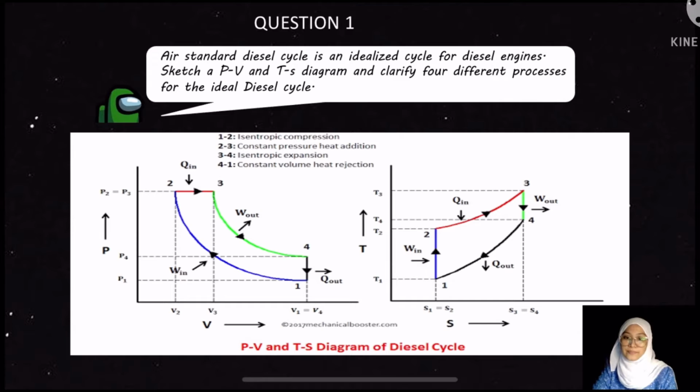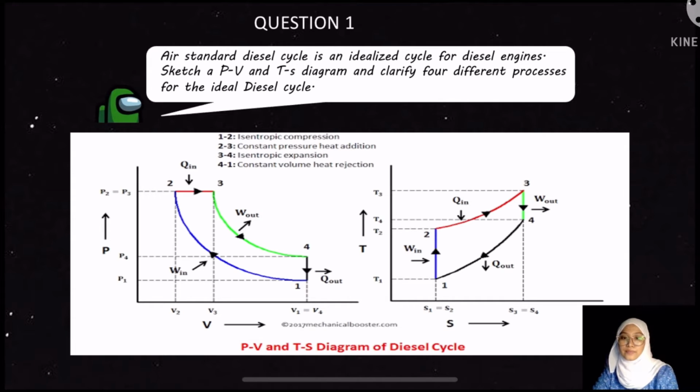Process 2-3. Constant pressure heat addition. In this process, the hot body is kept in contact with the cylinder and heat addition to the air takes place at constant pressure. During the process, the piston rests for a moment at TDC. The pressure remains constant. Volume increases from V2 to V3. Temperature increases from T2 to T3. Entropy increases from S2 to S3.